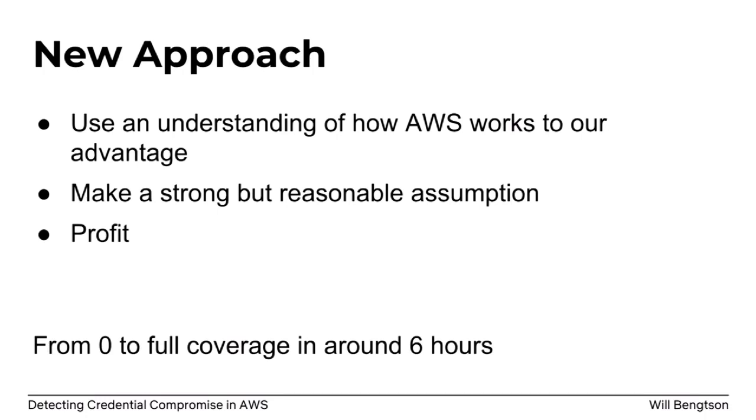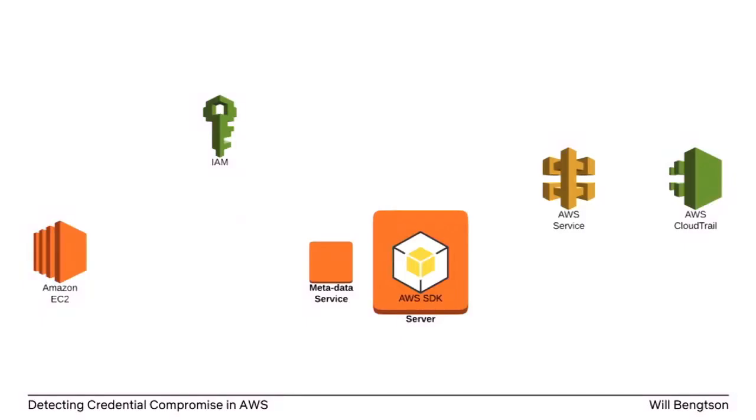And not only in real time can you do this, but also historically over old CloudTrail data. If you're just interested in understanding, have we had a misused credential in the past, you can run this over past data as well. So first, how does AWS work?